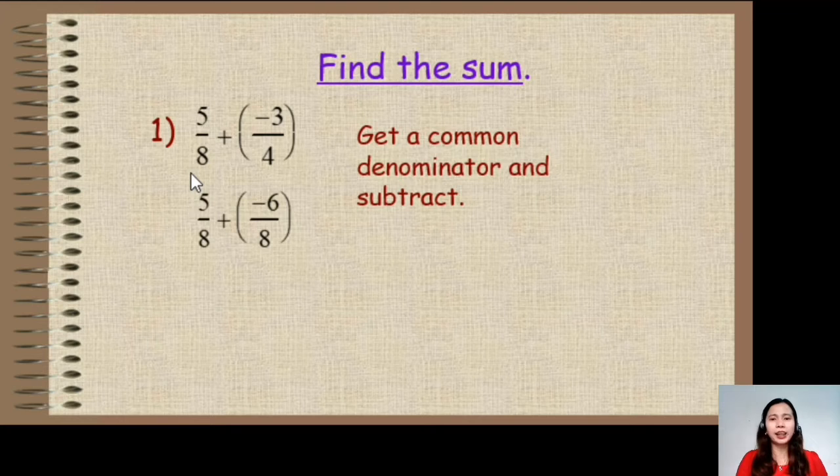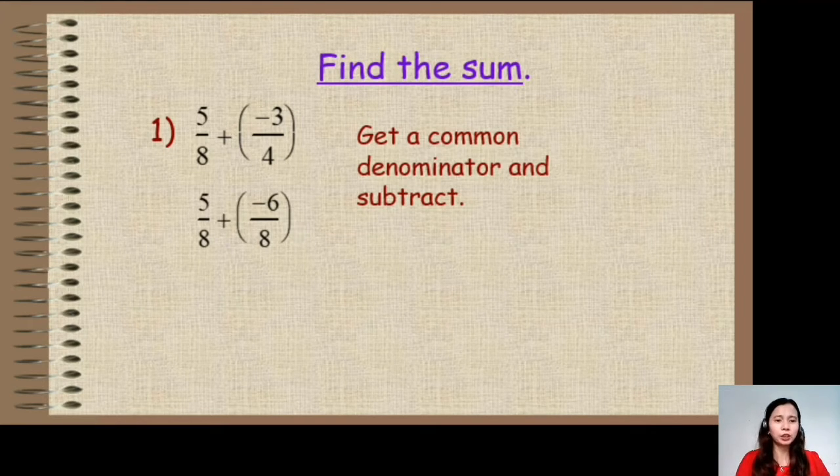You can easily get the LCD by listing the multiples. And the least common multiple is the LCD. So, the LCD is 8. So, 8 divided by 8 is 1 times 5, that is 5. We have to rename the fractions to the same denominator. Then, 8 divided by 4 is 2 times negative 3 is negative 6.